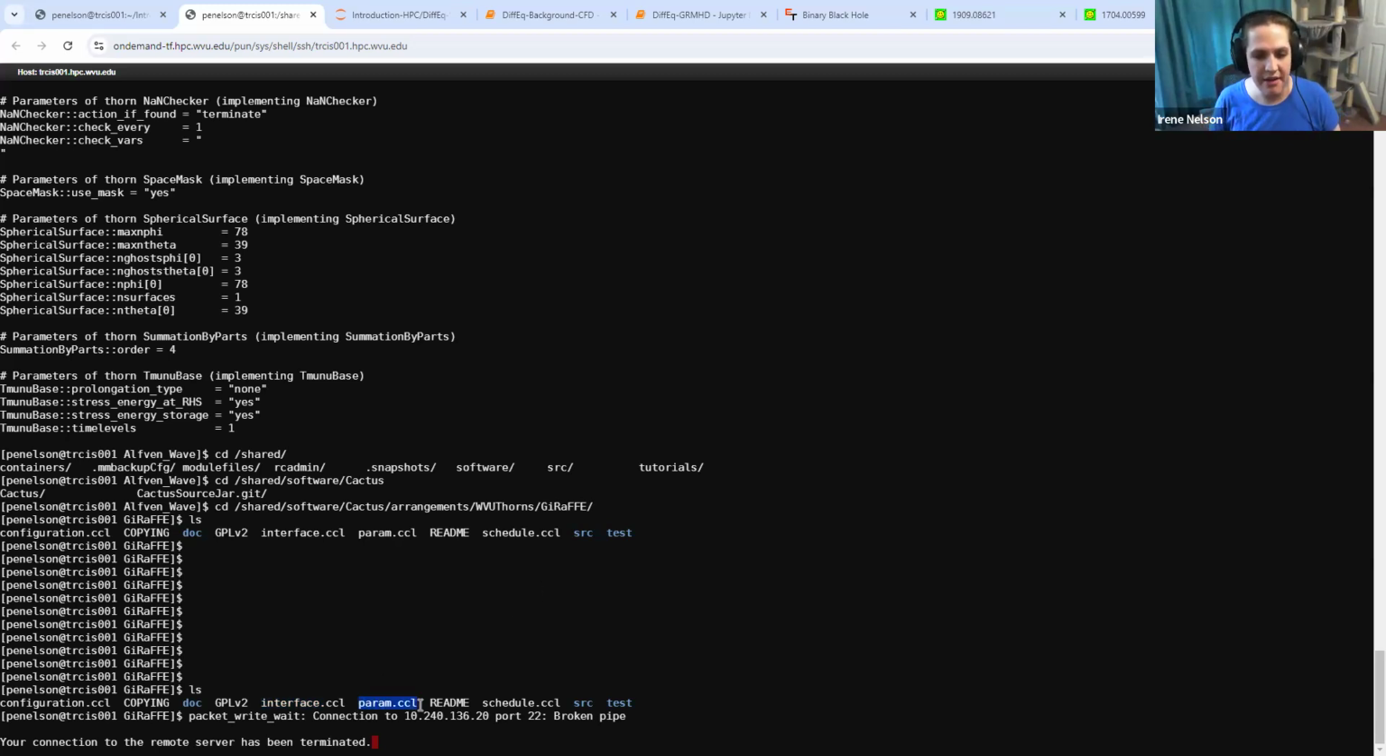And we also have a parameter file. So when we were messing with that parameter file a little bit ago, the parameters that we were changing were all stored in a file like this.